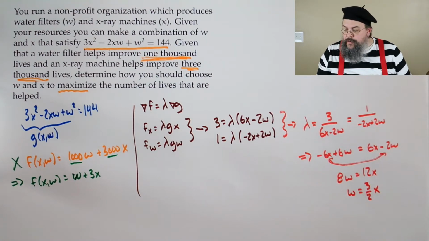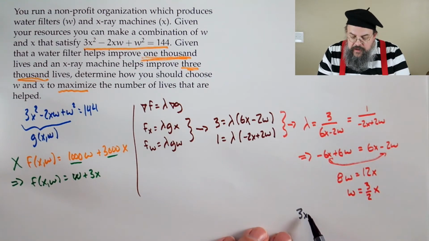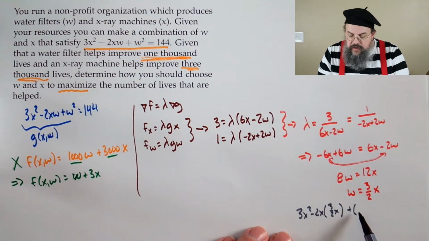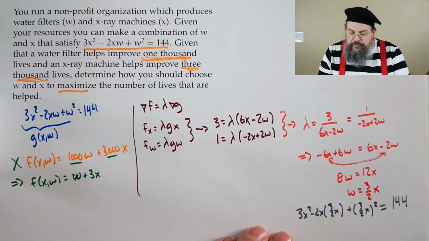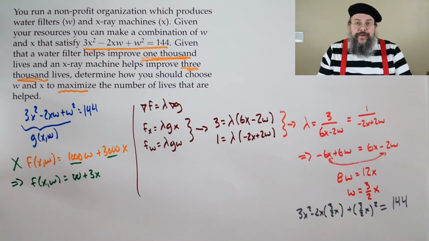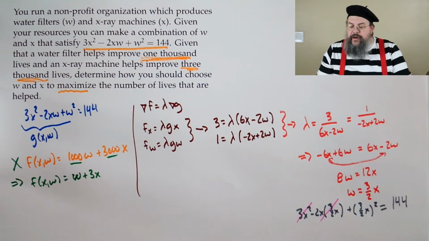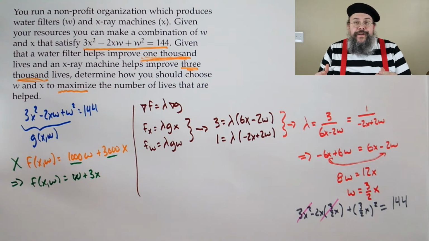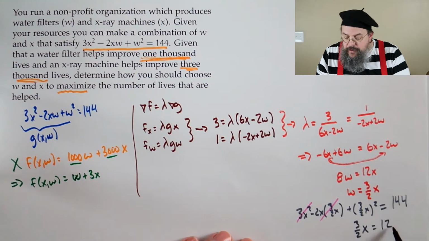So, updating, what do we have? Well, now we can say, aha, 3x squared minus 2x times 3/2 x plus 3/2 x squared is equal to 144. Notice what happens. 3x squared minus 2 times 3/2 is 3x squared. They cancel. Beautiful. So 3/2 x quantity squared is 144. Let's take the square root of both sides, and we'd have 3/2 x equals 12.